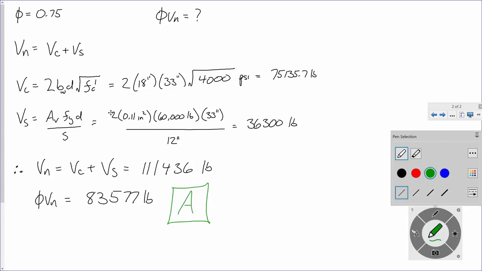So what's the deal? Remember the two big things about this problem. Av is the area of the stirrup, and because we have a U-shaped stirrup, it's not the area of one number 3, it's the area of 2 number 3s. The other big one is the square root of f'c. You put in psi, you get out psi. And that's all there is to it.